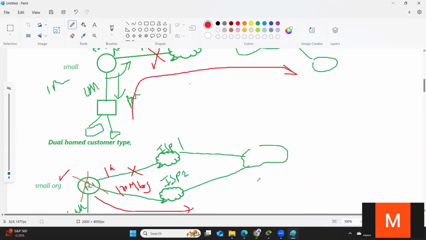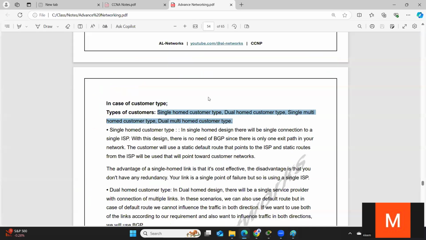So this is all about the customer types. You can go through the theory.